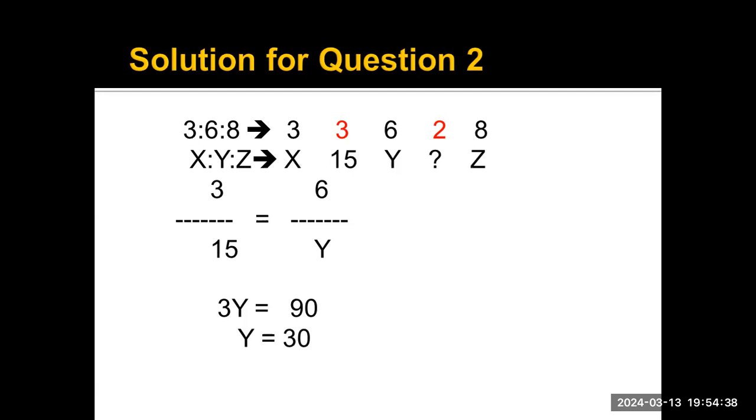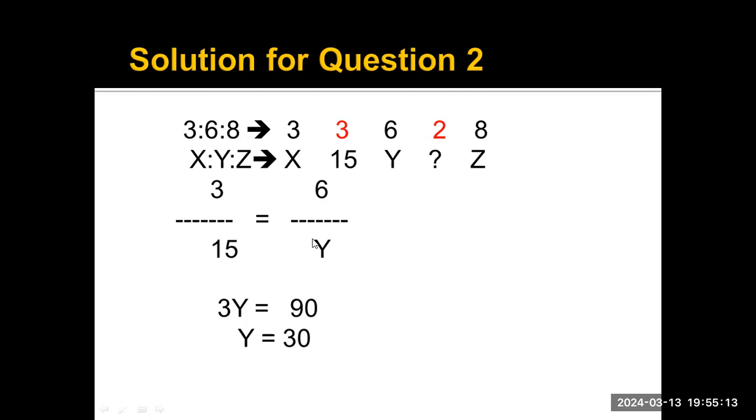Even if we do not know the quantities of x, y, and z, 3 is the ratio difference, 15 is the actual difference. Using the ratio 3 is to 15, we can equate this to another ratio, which is 6 is to y. So we can focus only on the variable y. So we have now the proportion 3 is to 15 equals 6 is to y.